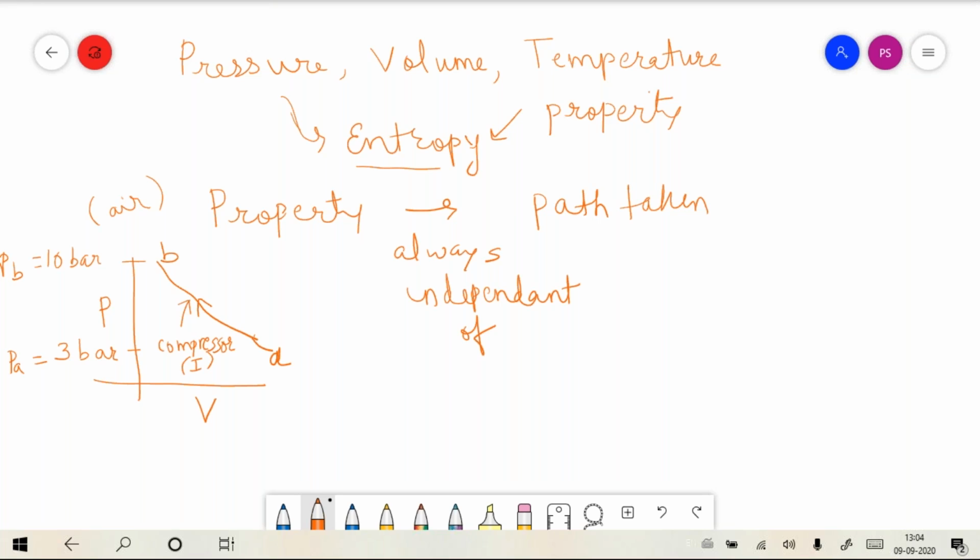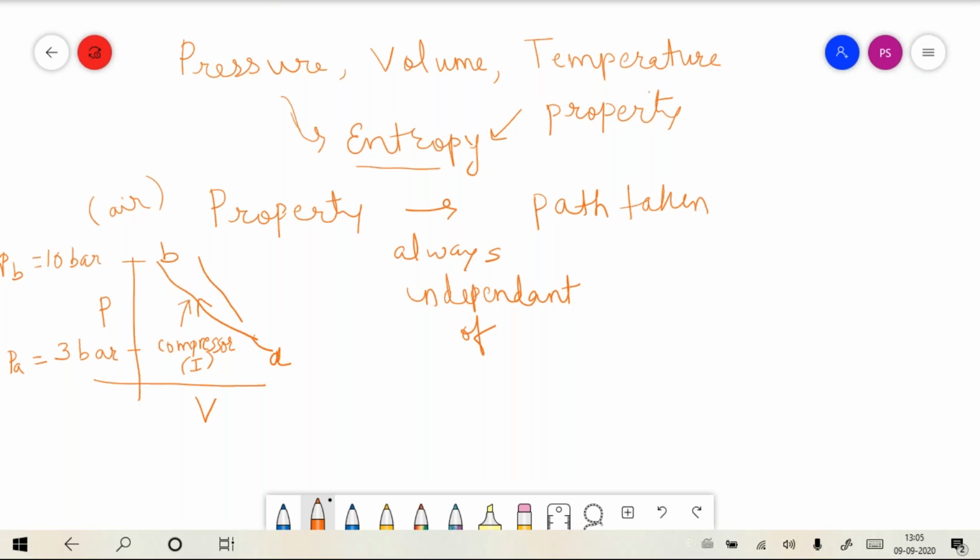Now somebody else also wants to compress this air from 3 bar to 10 bar, but instead of using this compressor, he or she is using another compressor of some other company. So he would again get to this pressure, but by following some other curve.